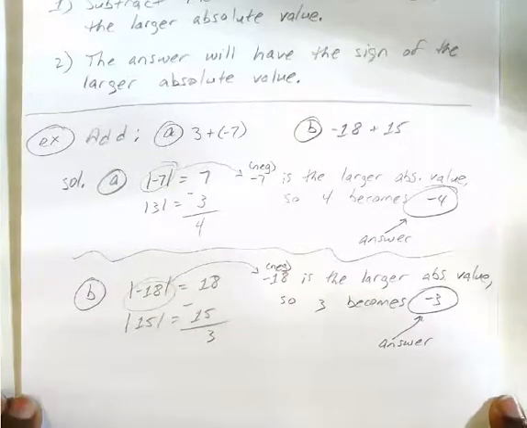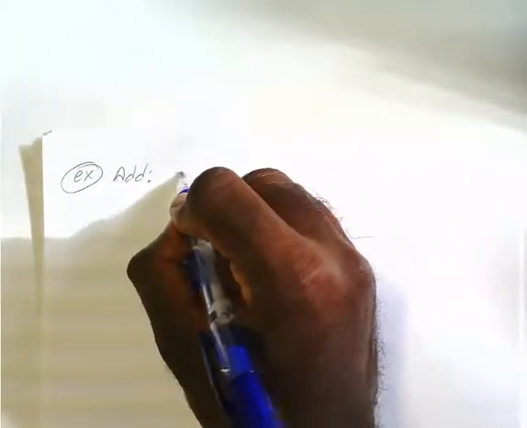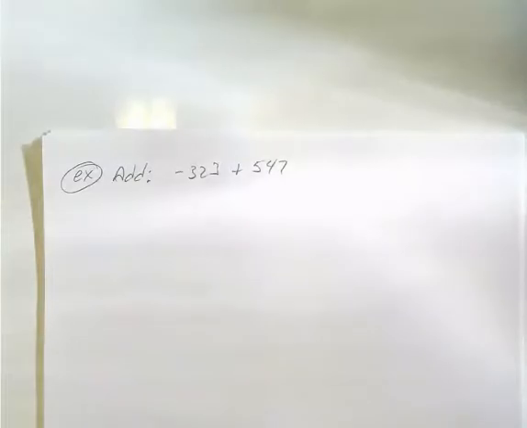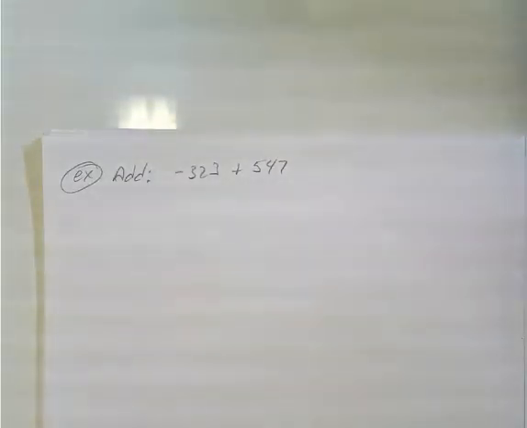Okay, so let me give you a problem to try on your own. Let's say, for example, you wanted to add negative 323 plus 547. Okay, so I want you to press pause. Try to work this one out on your own. You want to use the same steps that I used for the previous two examples. Okay, so assuming you press pause and you've worked it out, now we're just verifying that your answer is correct.